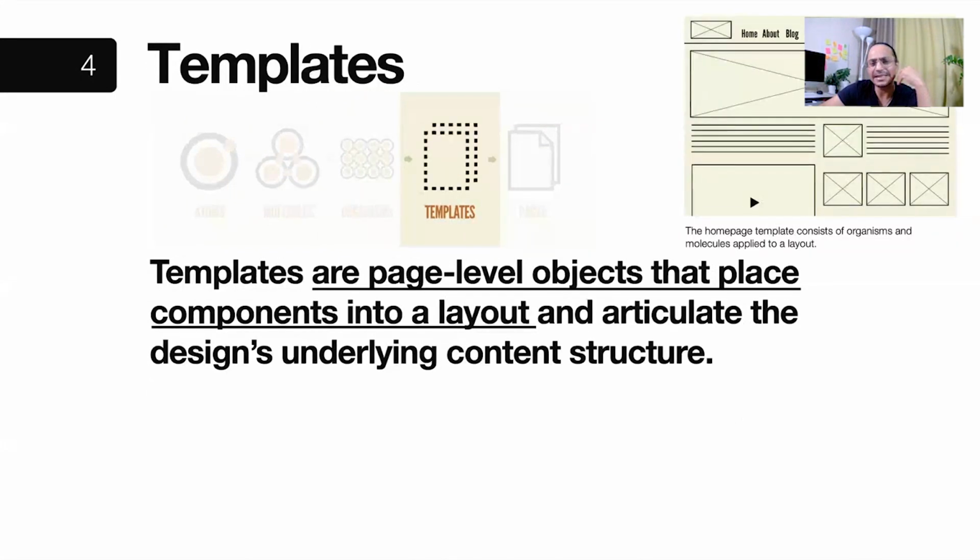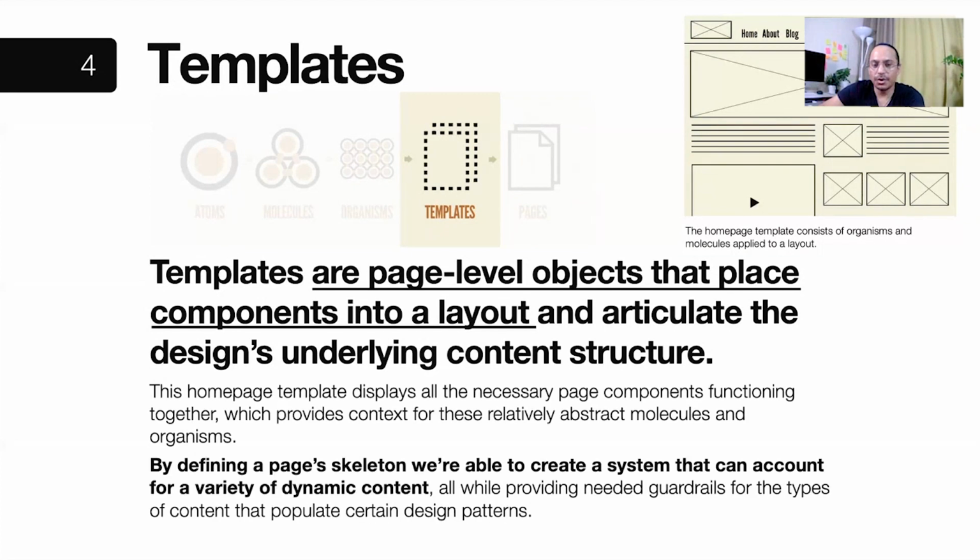Now let's see how we can use different organisms to create templates. Templates are page-level objects that place components into a layout and articulate the design's underlying content structure. Correct? The home page template displays all the necessary page components functioning together, which provides context for these relatively abstract molecules and organisms. If you see, there are different molecules, different atoms, different organisms, right? When you start bringing these together in a very meaningful format, you are then able to create templates. By defining a page skeleton, we are able to create a system that can account for a variety of dynamic content. Here you can move things here and there and create new templates easily.